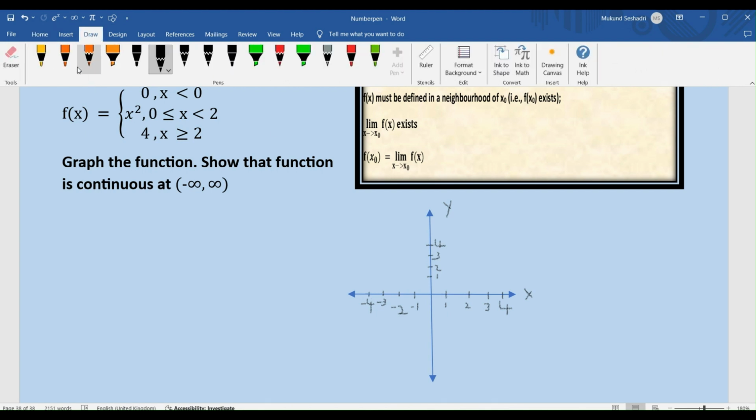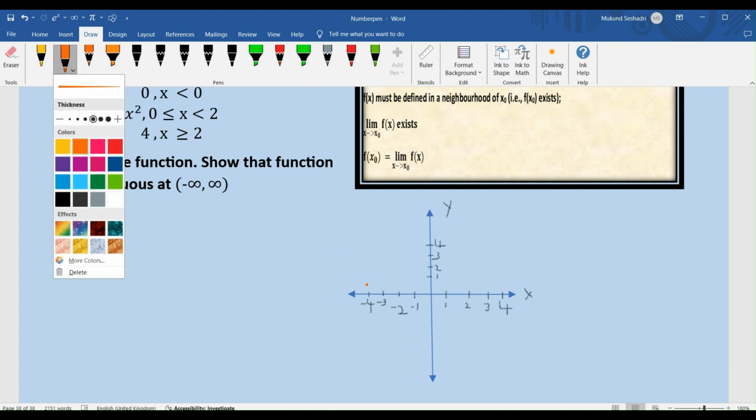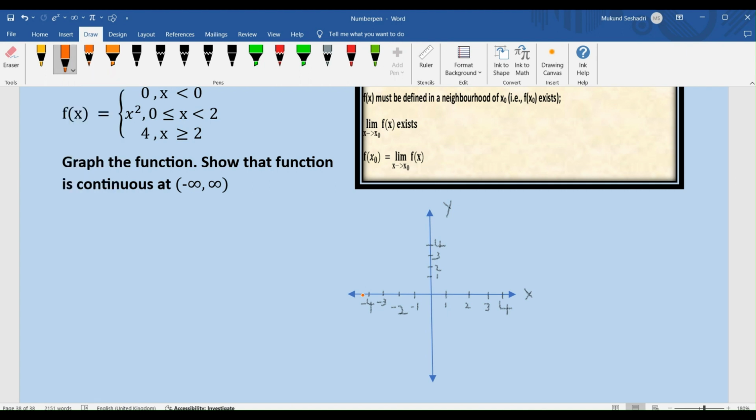Let me pick up an orange color pencil and do this. I will just show all these points lying on the x-axis until I reach x equals 0, right? Because at x equals 0, the function takes x square. And what is my x square at x equals 0? It is nothing but 0 square, which is 0, right?